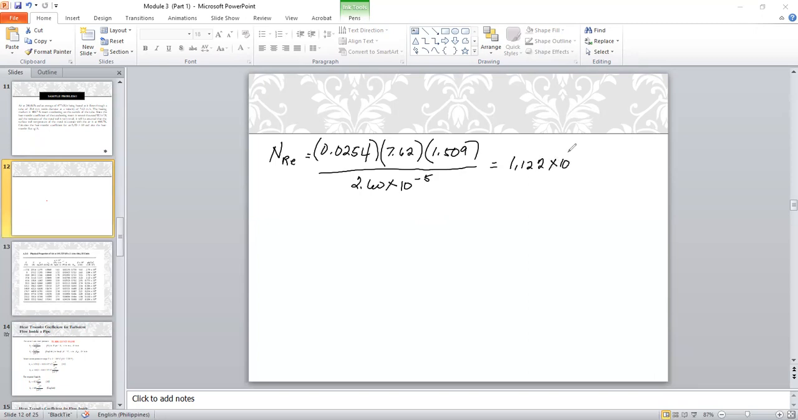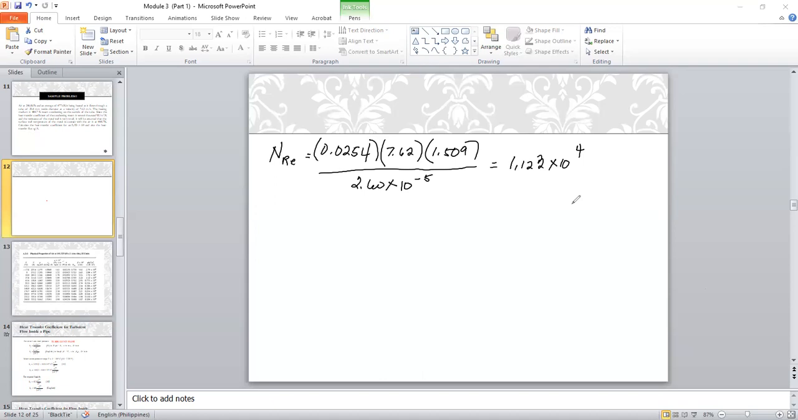1.122 times 10 raised to 4. Or let me check, because I'm using a different value for the density. So you have 0.0254. We multiply by 7.62 by 1.509, and we divide by 2.6 times 10 raised to negative 5. So 1.123 times 10 raised to 4.